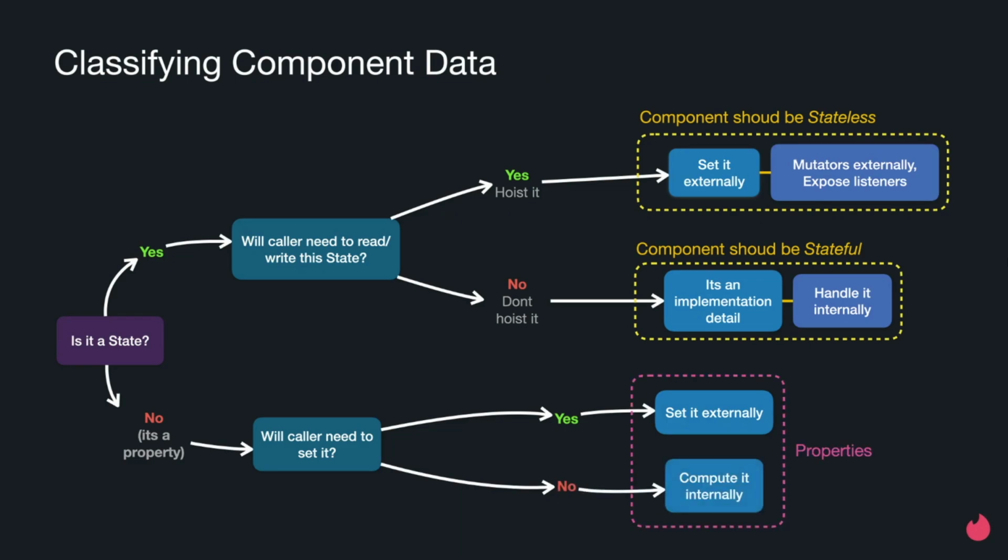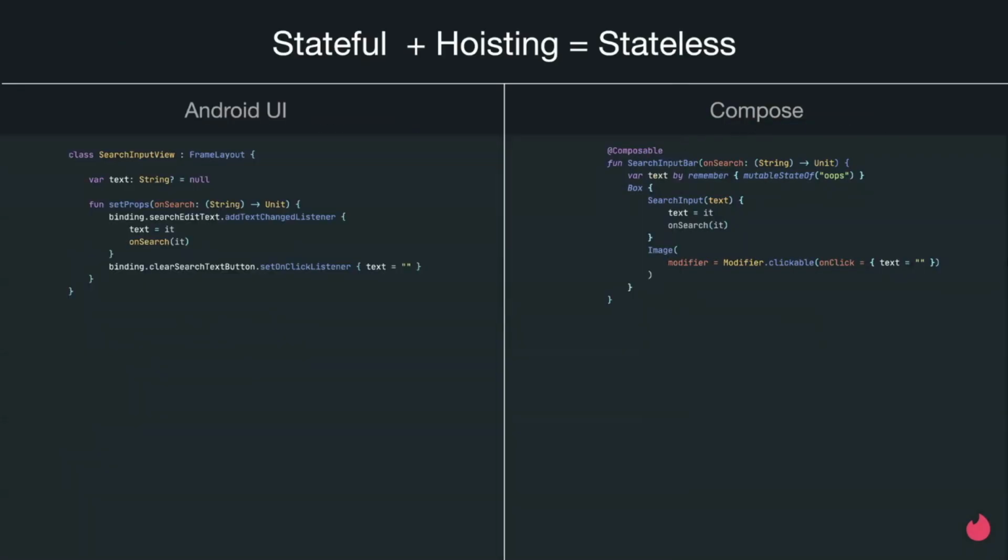Let's take a look at what would happen with these concepts from a code perspective. Let's say we have a view on the top left here that represents the search input bar and a composable on the right that represents the search input bar as well. And we can see here that the view on the left is managing its own text and mutating it. But it also wants to allow external mutations. It also wants to allow external components to read that state. And this makes things awkward because now the external component would have to keep its representation of the text in sync with this component's representation of the text.